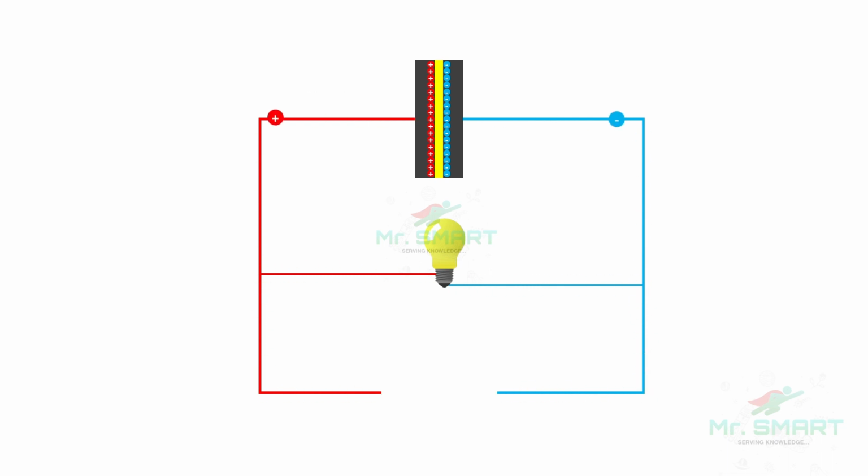What if the battery or voltage source is removed? The charge stored in the capacitor starts flowing back into the circuit until it vanishes. This process of delivering the stored charge is known as discharging.